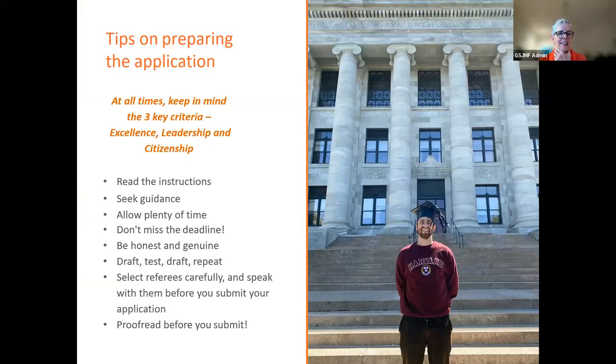Okay, now, tips. These are my tips. These are really, really obvious ones that I'm sure our panel, who we will be moving to very soon, will have a lot of depth to add to. So first of all, keep in mind those three key criteria and think about how your responses speak to those three points. Another obvious one, read the instructions.